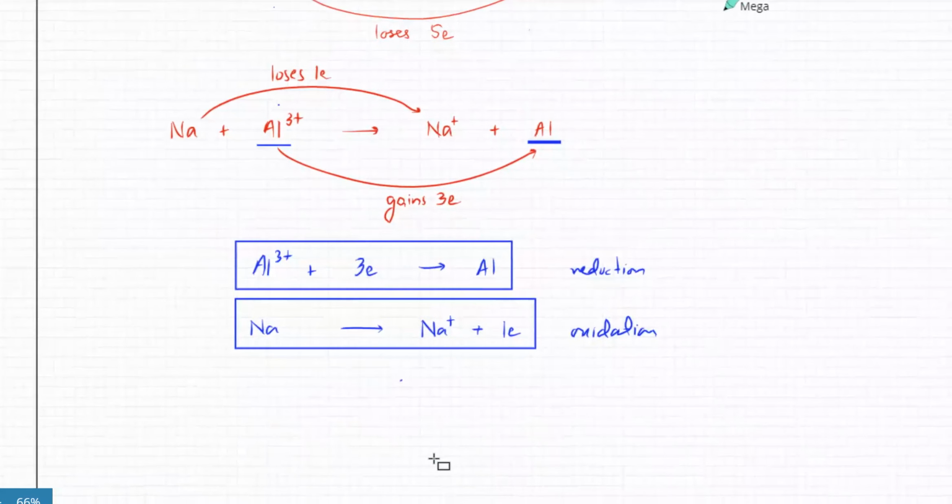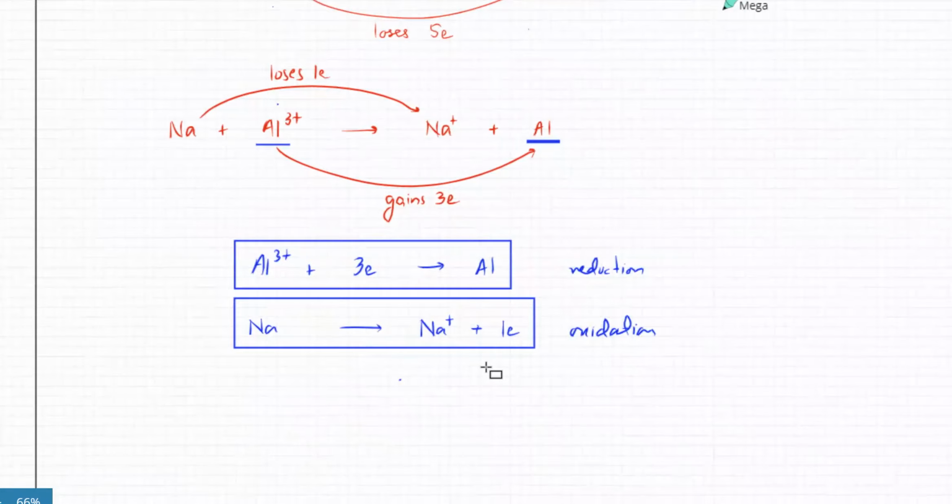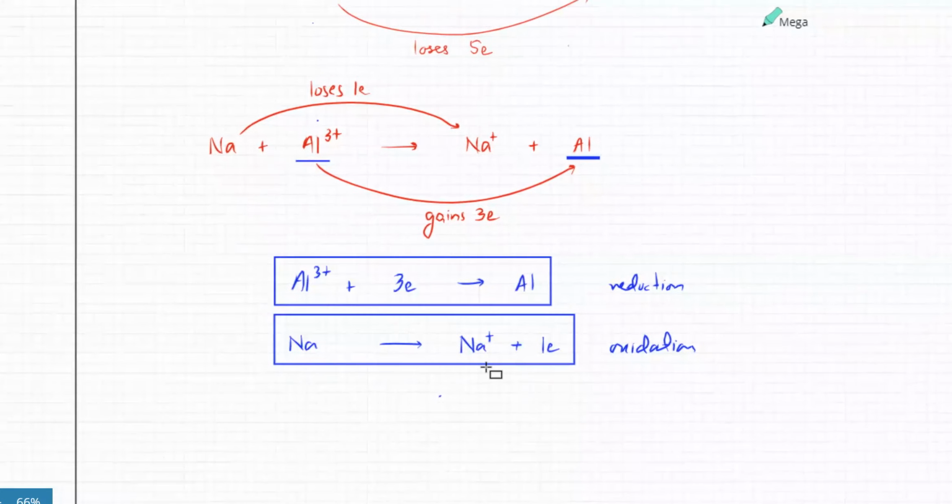So you can do this, and then you can balance the number of electrons. Like over here, what we did was we just did things directly. You just need to multiply Na by 3, and the number of electrons lost and the number of electrons gained would become equal. So you just have to multiply this by 3.